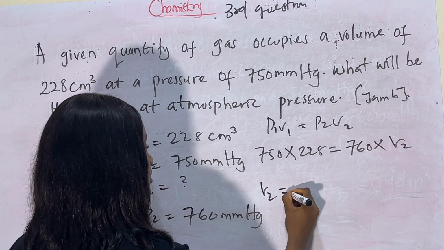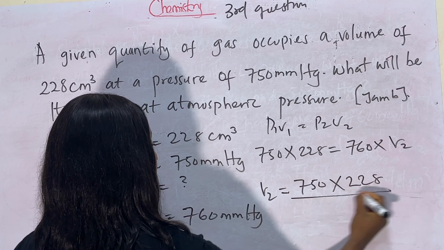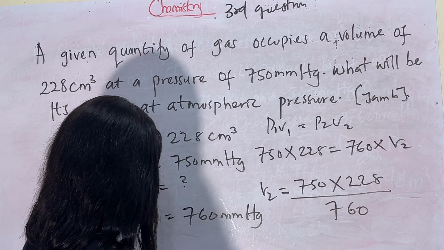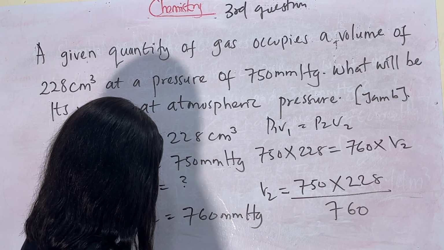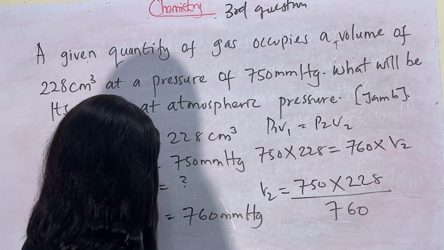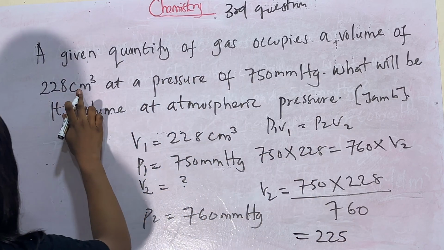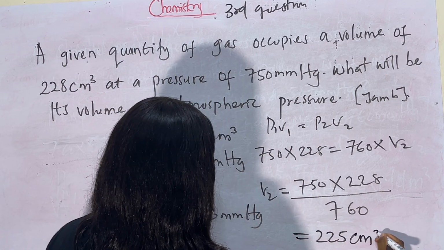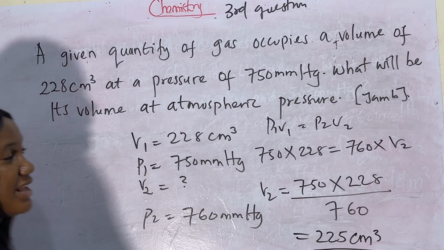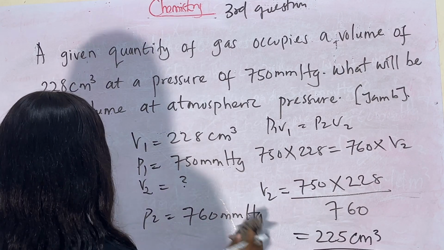So V2 is equal to 750 times 228 divided by 760. So let's calculate this. 750 times 228 divided by 760. So we have 225. Our volume is in cm cube, right? So this is also going to be in cm cube. Now this is the answer to this question. Now that's pretty simple, right? Really simple. 225 cm cube, and that answers the question.